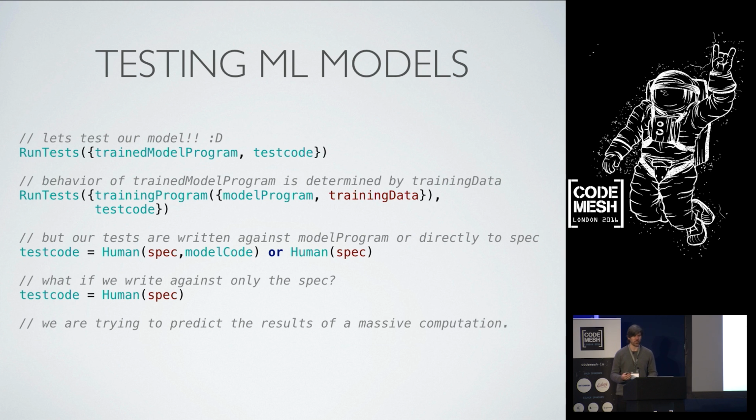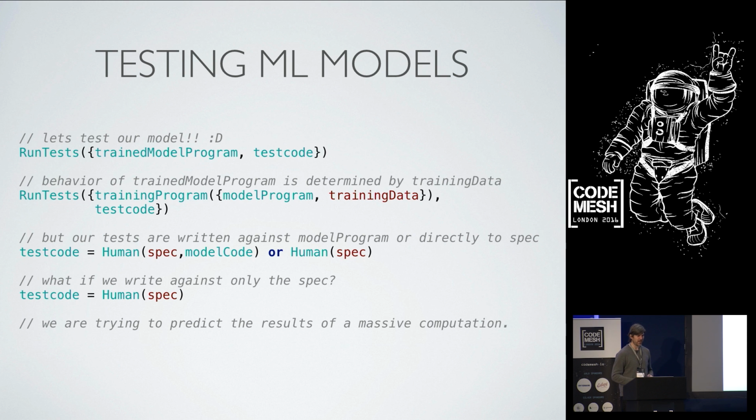Okay, so where does the test code come from? As we had before, we can say maybe it comes from the human looking at the spec and looking at the code, or looking at the spec on its own. But then we have a problem here, right? Because how can we write the test code for something whose behavior we don't even know yet? When we're writing this test code, we don't have the training data yet. So how can we possibly test this thing without knowing what the outcome of the training program is going to be?